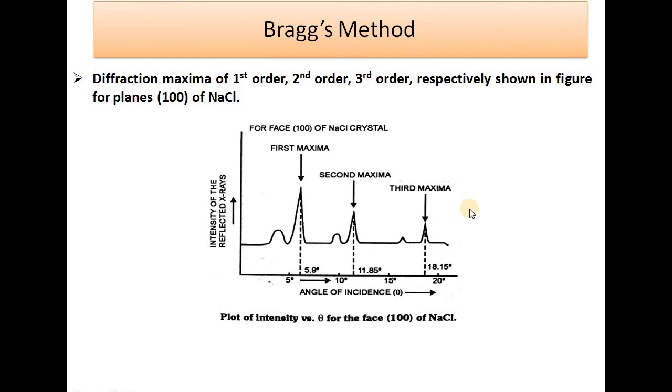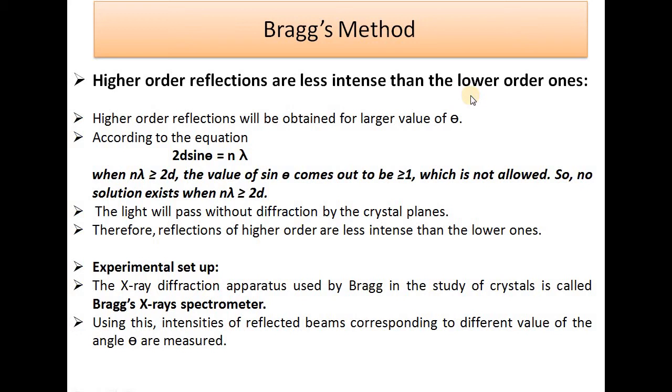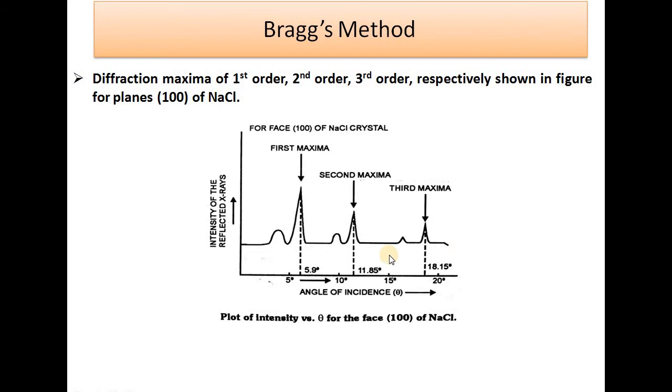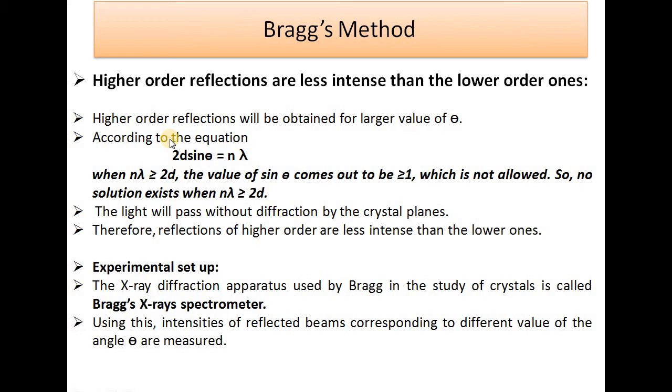Now, what we observe from this figure is that the higher order maxima have less intensity as compared to the lower order maxima. Now why is this happening? According to the equation 2d sin theta is equal to n lambda, for higher order, this n lambda will be greater than or equal to 2d. As we see from this equation, sin theta is equal to n lambda by 2d. For higher order, the value of n lambda will be greater than or equal to 2d. If n lambda is greater than or equal to 2d, it means sin theta is greater than or equal to 1.